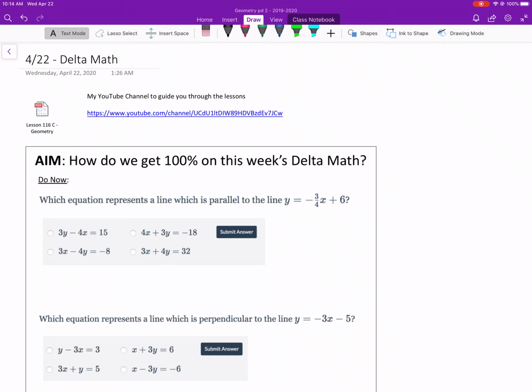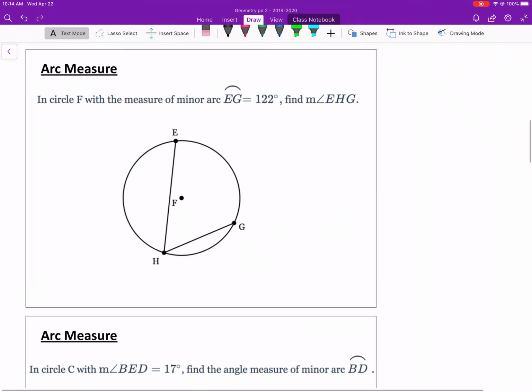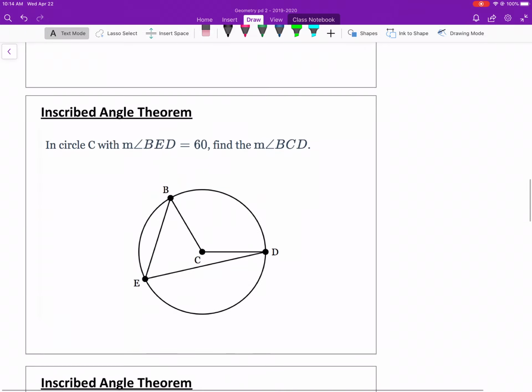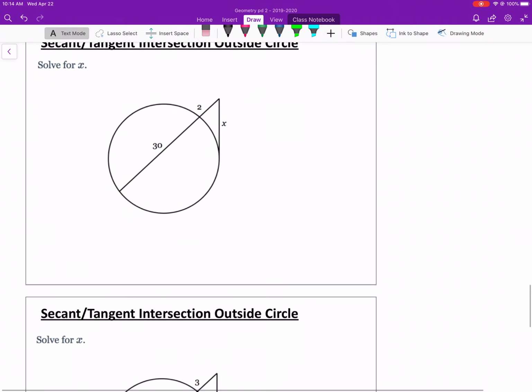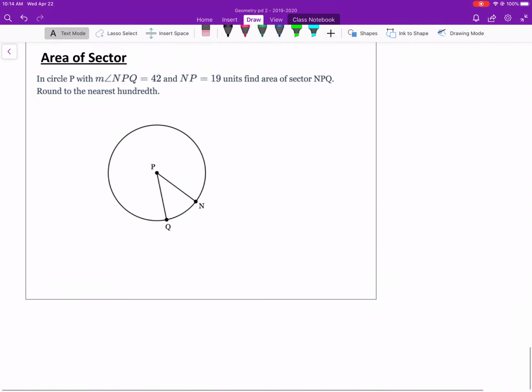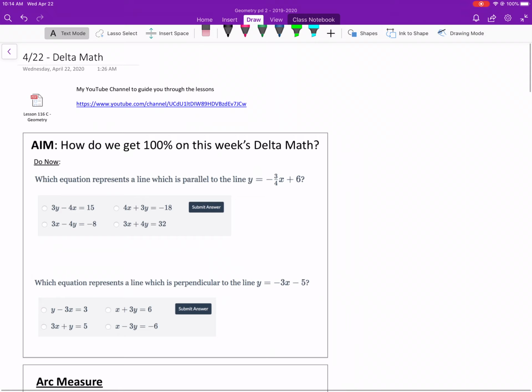We're going to have some questions throughout the lesson, like the section under arc measure. We have a couple of those. We'll take a look at that. The inscribed angle theorem, intersection of chords, secant tangent, area of a sector. Those are all topics on Delta Math. So those are new-ish. I want to make sure that we're totally good to go. You feel 100% confident. You walk away with this week's Delta Math with 100%. Not even a 70 or an 80 or 90, 100%.